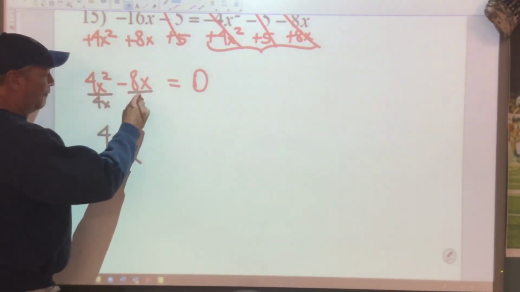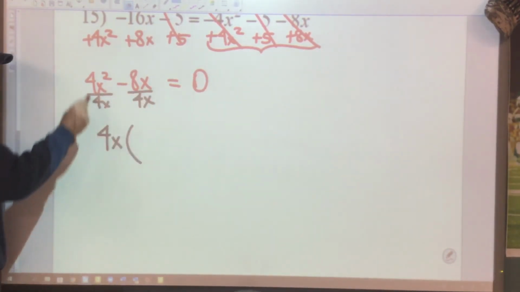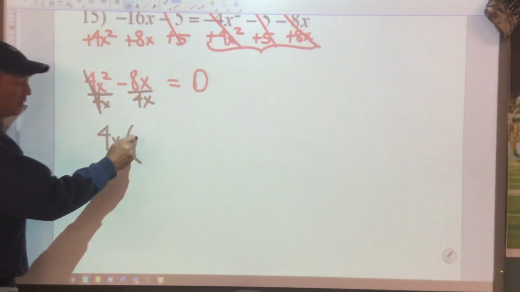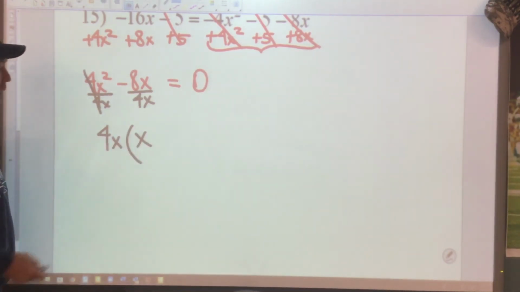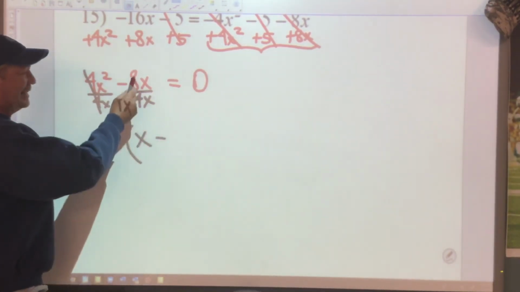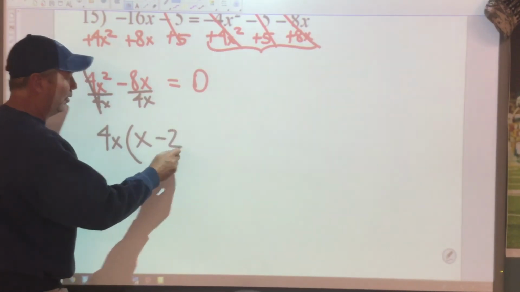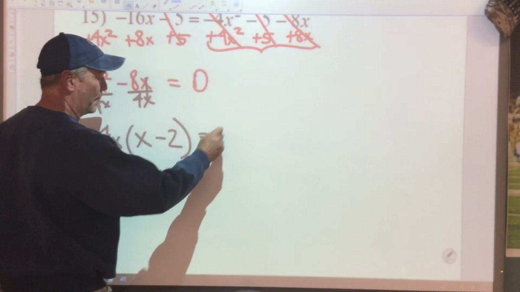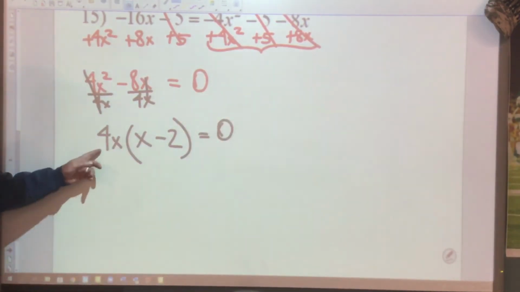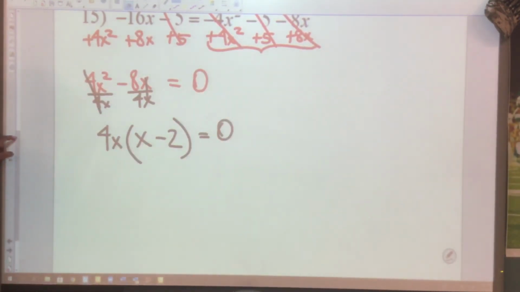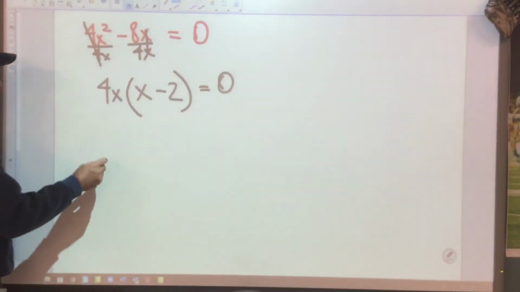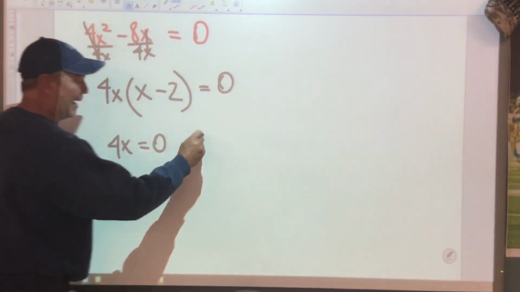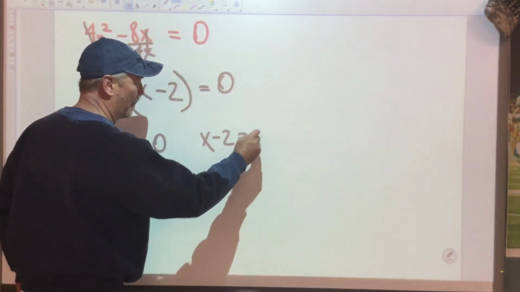So we'll divide by 4x. The 4's are going to cancel. We're going to reduce x squared over x. That's going to leave me with an x. Minus 8 divided by 4 is 2. The x's cancel, so we'll close the parentheses. It equals 0. We're going to put each of these equal to 0. We're going to say that 4x equals 0. We're going to say x minus 2 equals 0.